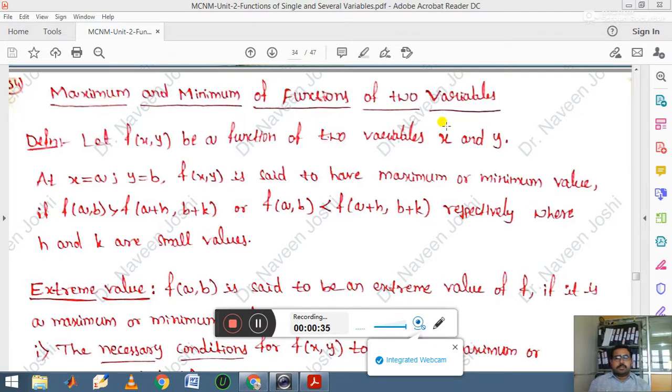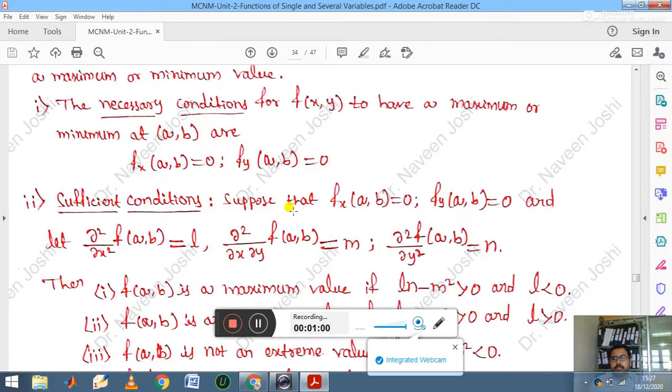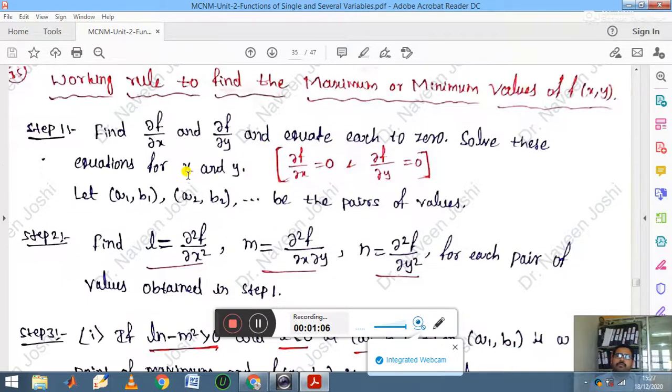This is a very interesting concept in functions of several variables. Here our task is to find maxima and the corresponding maximum values, minima and the corresponding minimum values. So let us understand this maxima and minima. I am going directly to the conditions, which is nothing but the working rule to find the maximum or minimum values of the given function f(x, y). Just go with the steps.